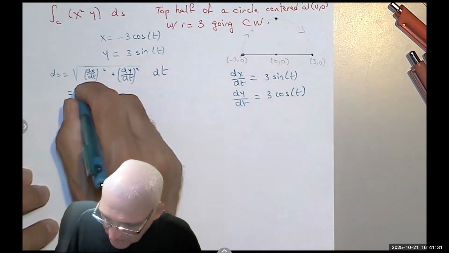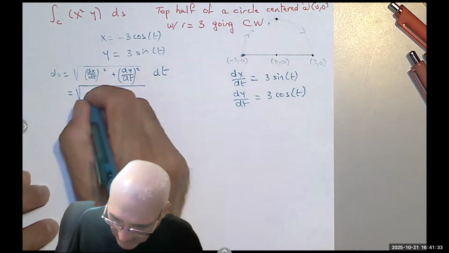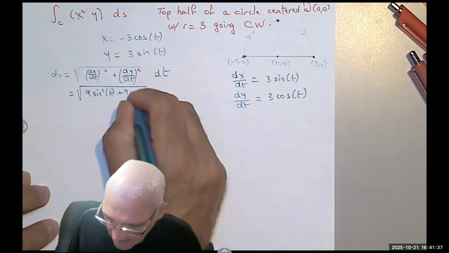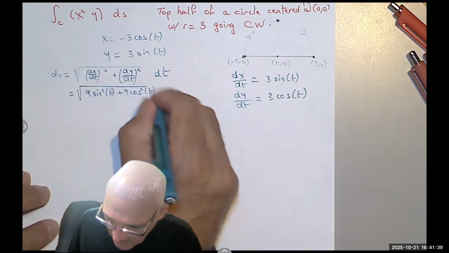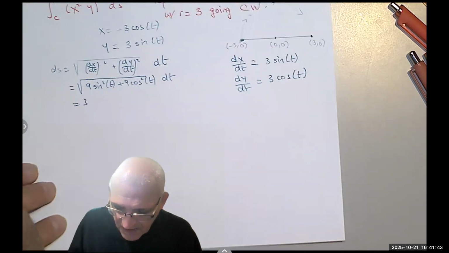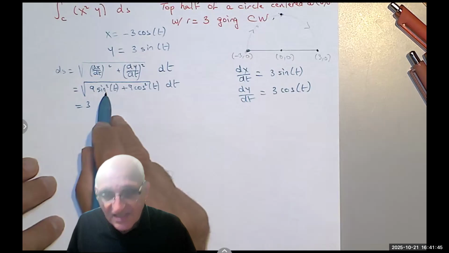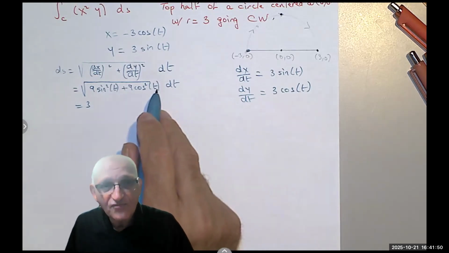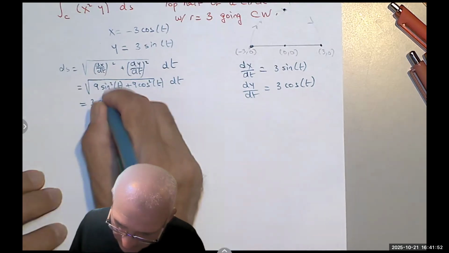Anyway, it's the square root of 9 sine square of t plus 9 cos square of t, dt. If I take the 9 out, it goes out as 3. And that leaves me with the square root of sine square plus cosine square, which add up to 1. The square root of 1 is 1, so 3 dt.